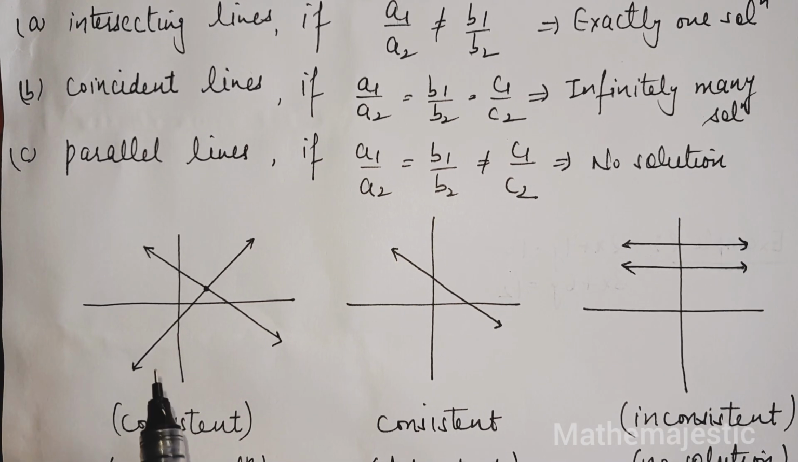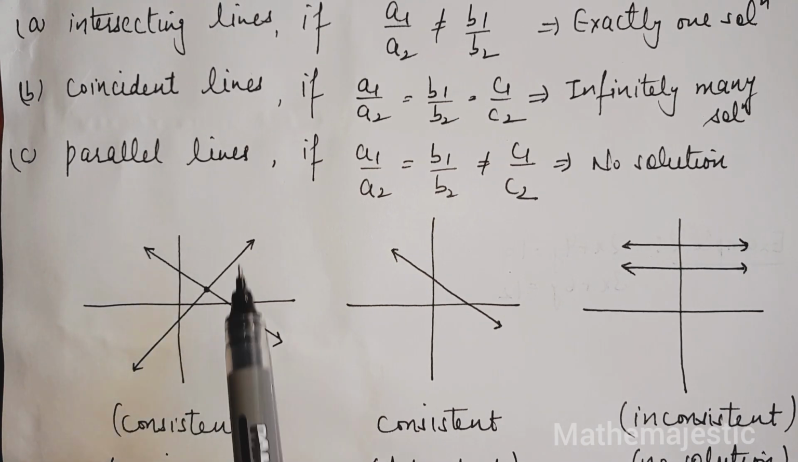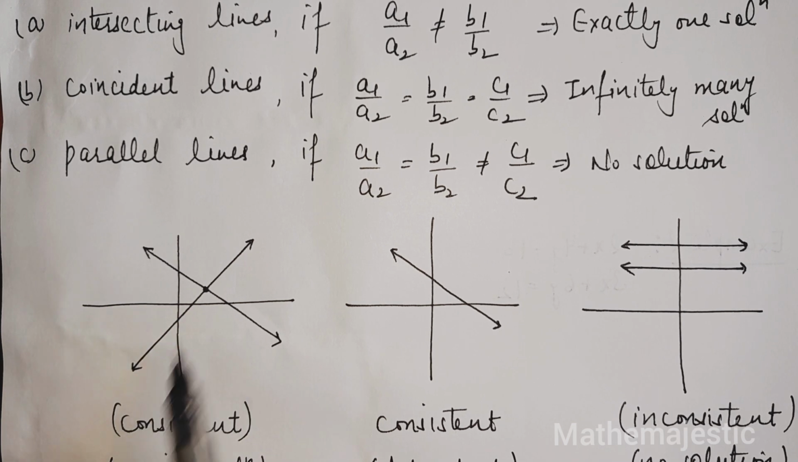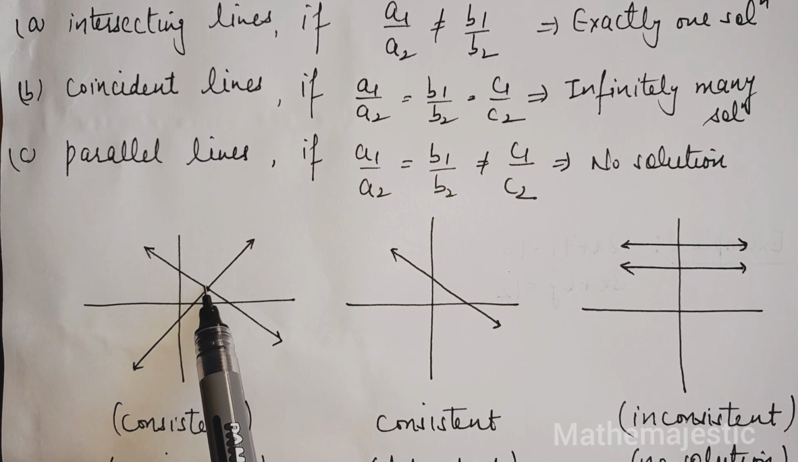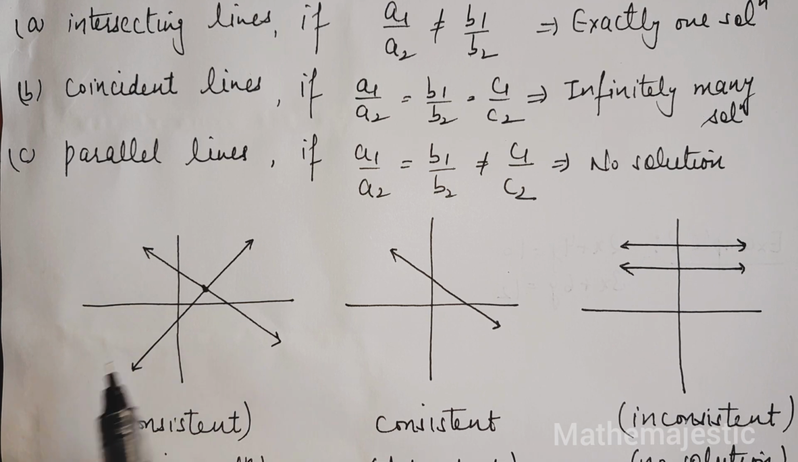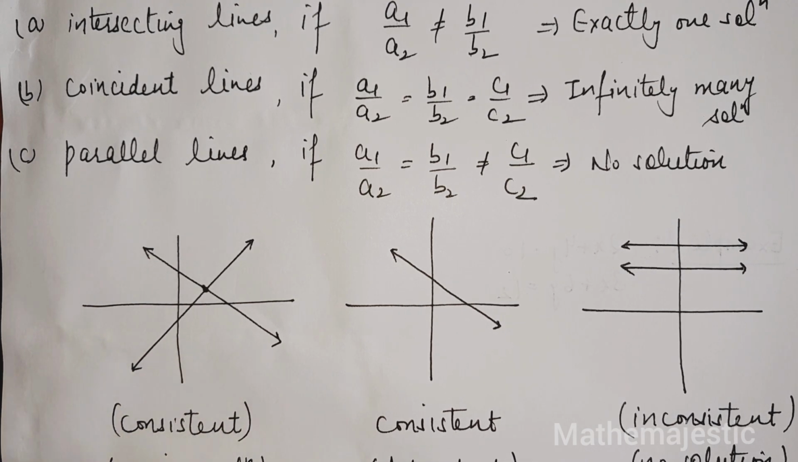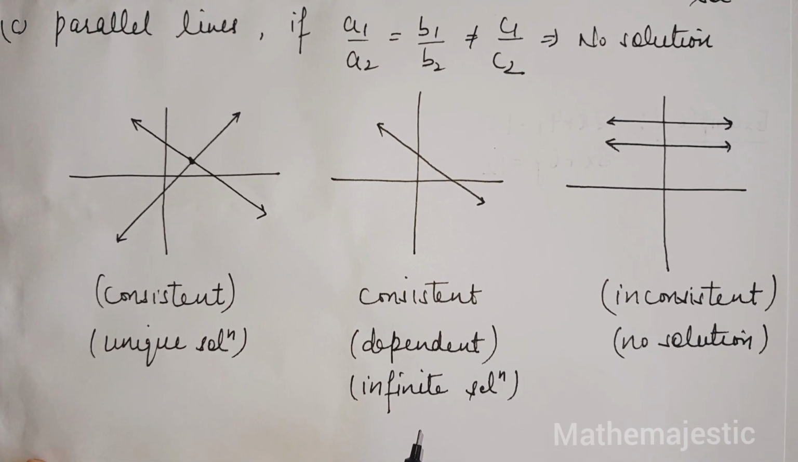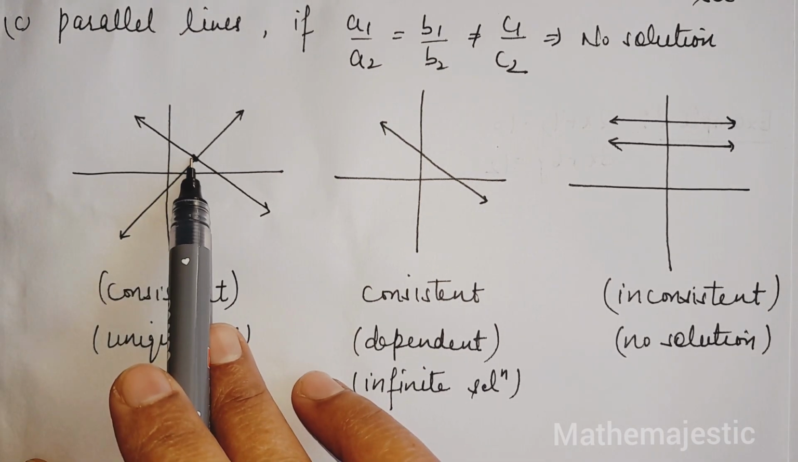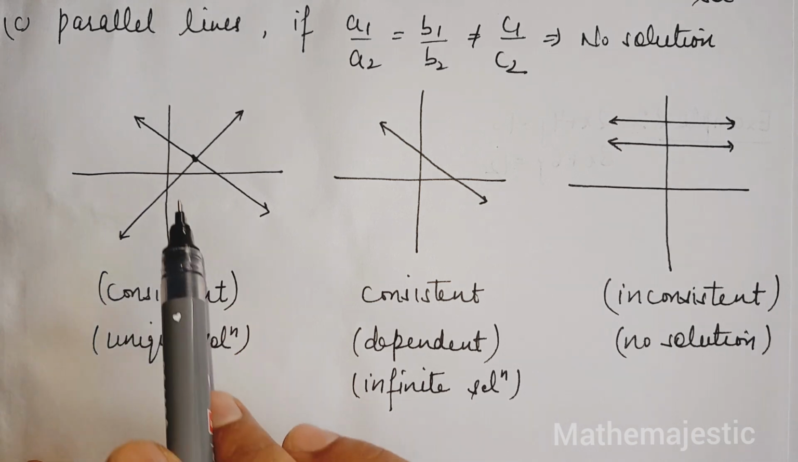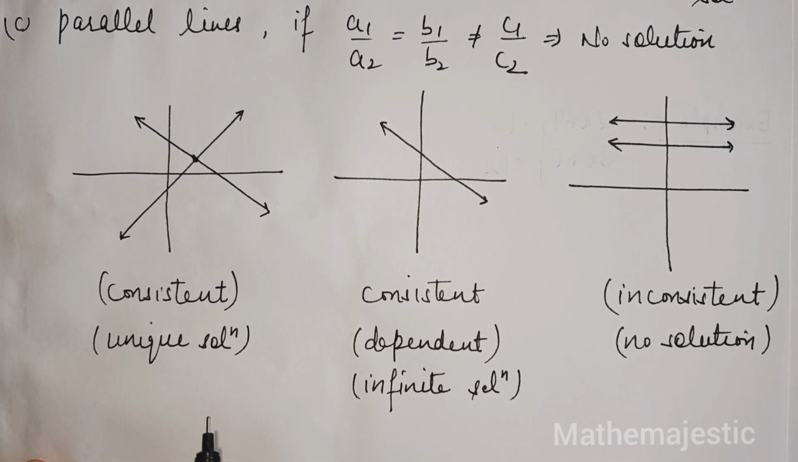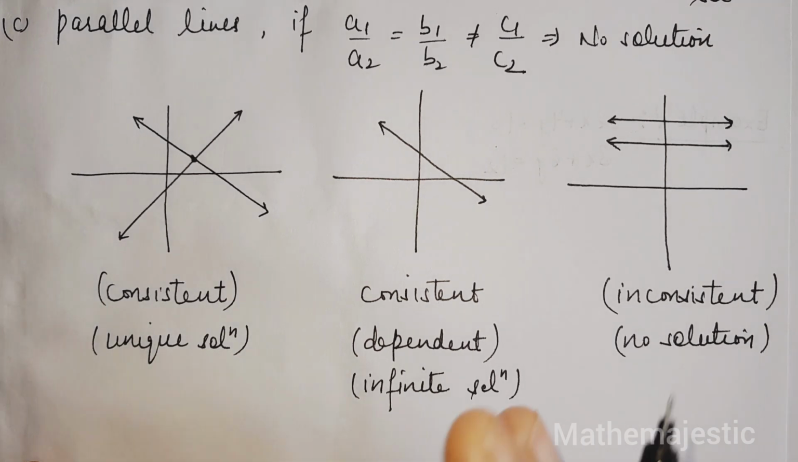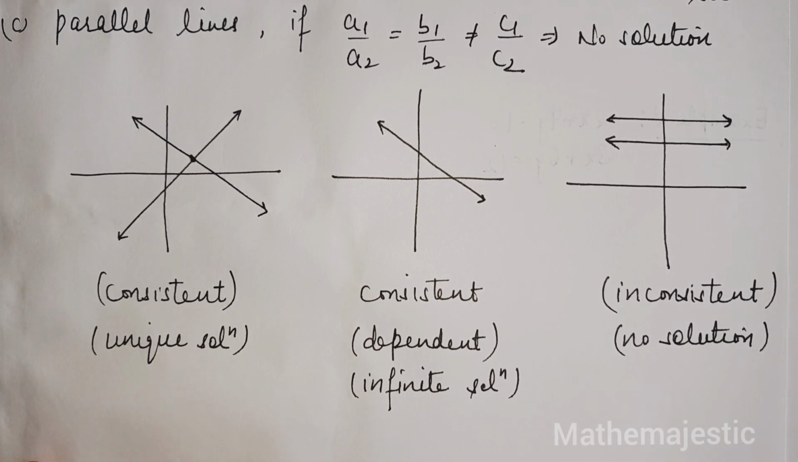So if the graph of both the equations, the straight lines, intersect at one point, we will call the system of equations a consistent one, and there will be a unique solution for that system of equations. So this intersection point will be the common solution of both the equations. Only one solution will be there, and we will call the system consistent. A consistent system of equations has at least one solution, and an inconsistent system has no solution.